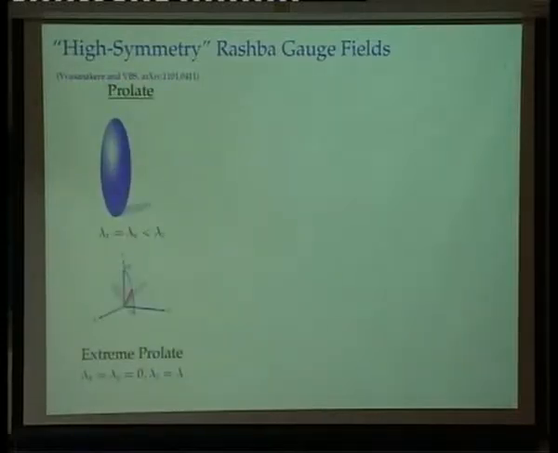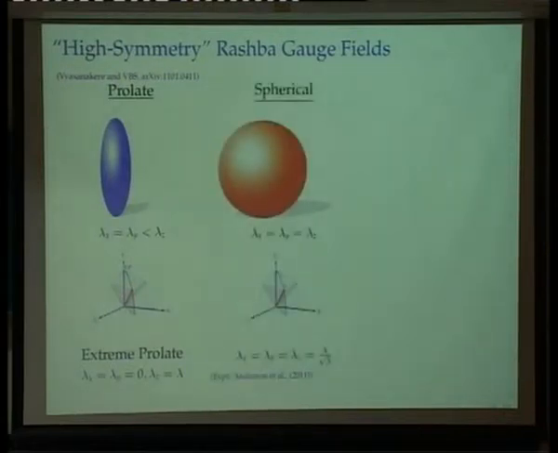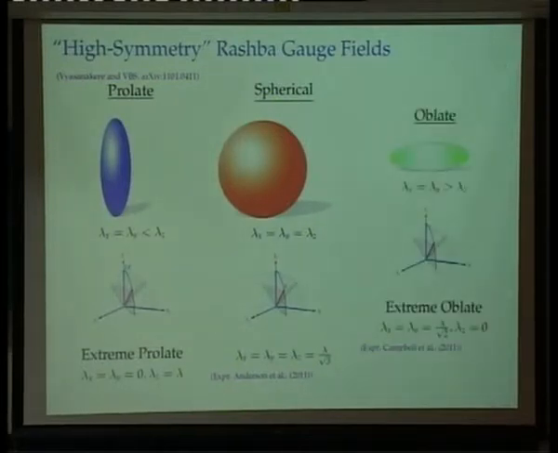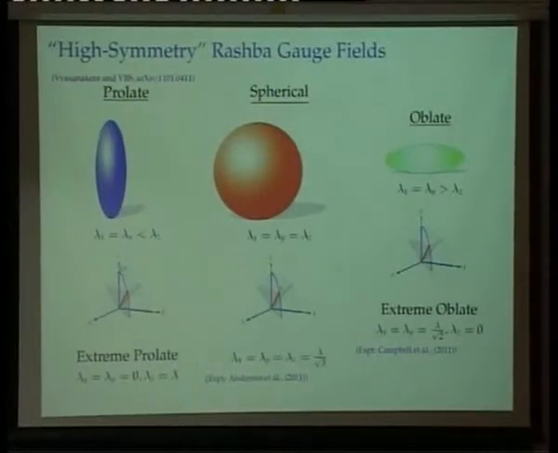So what are the kind of gauge fields we are interested in? Before the experiments came, we were thinking of this as the eigenvalues of the lambda matrix. So we just named them as prolate, where the gauge field is only in one direction. And then there is a spherical gauge field where there is equal coupling in all directions. There is a proposal for realizing this in experiments. And there is the oblate gauge field where you have gauge coupling only in two directions and the other direction is free. Okay, and there is also a proposal for that.